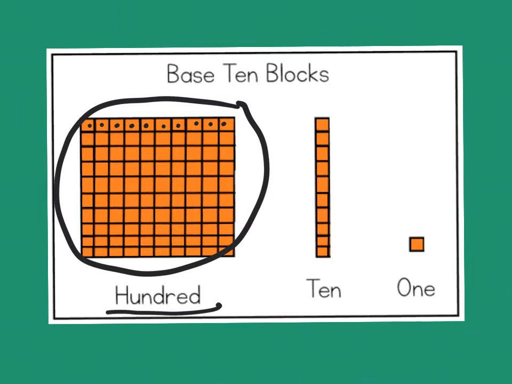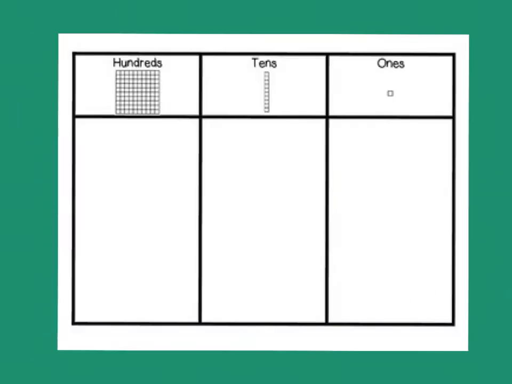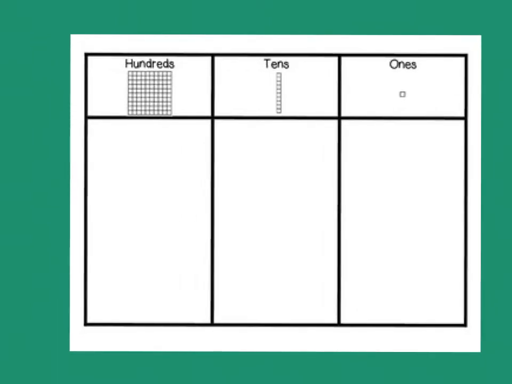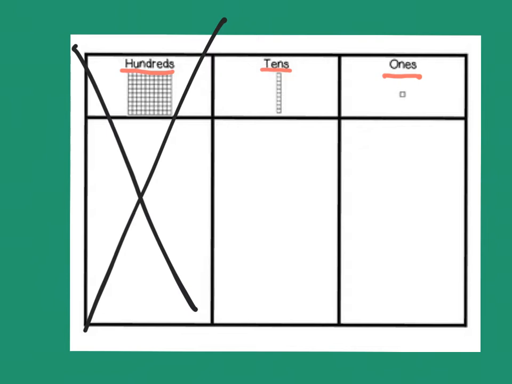So there's 100 of these little squares. I'm not going to keep going, I'm going to stop there. So we use these blocks to show numbers in a different way instead of just writing the number. And we can separate them by place value. So we have our ones place, our tens place, and our hundreds place. Today we are just going to focus on our ones and tens. So we'll focus on these two.